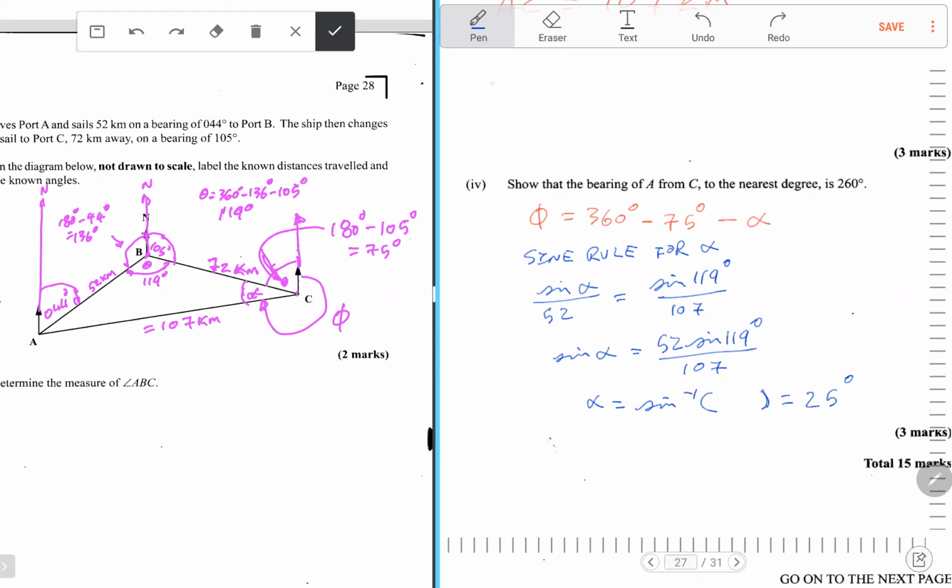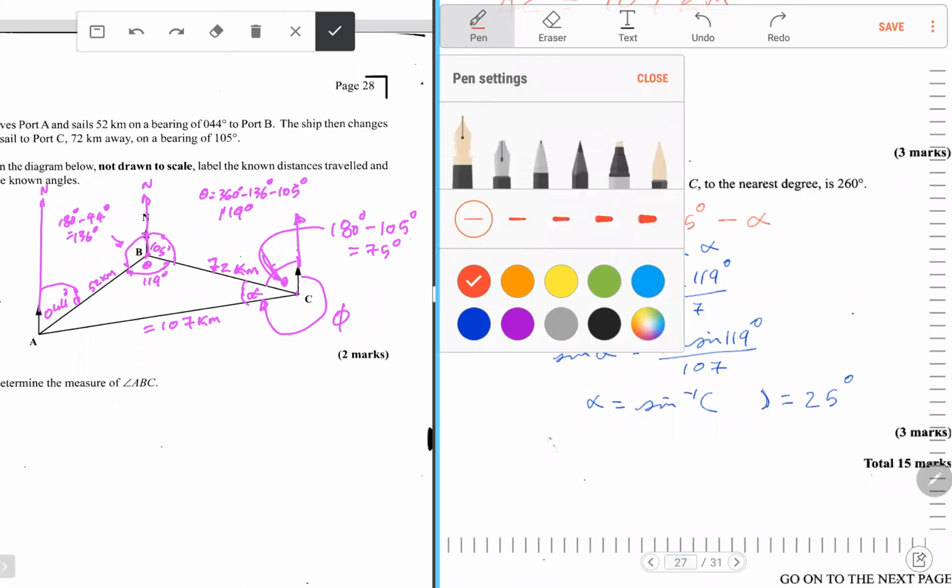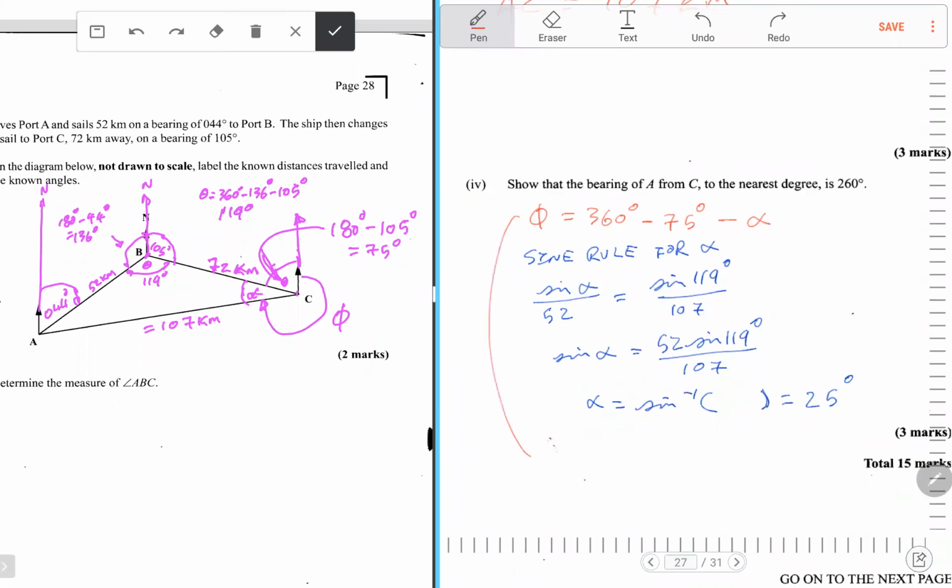And therefore, coming back to this, the bearing angle phi is 360 degrees minus 75 degrees and also minus 25 degrees. So it's really 360 minus 100, which is 260 degrees, which then is the angle shown. Hope you understand. You need to go and work this question over again by yourself.